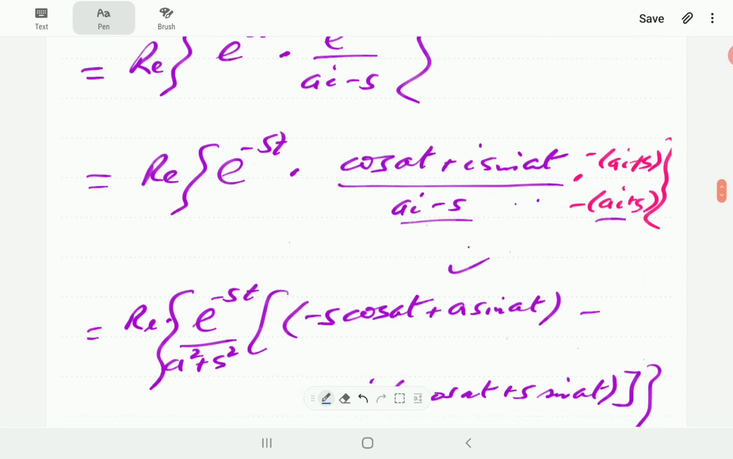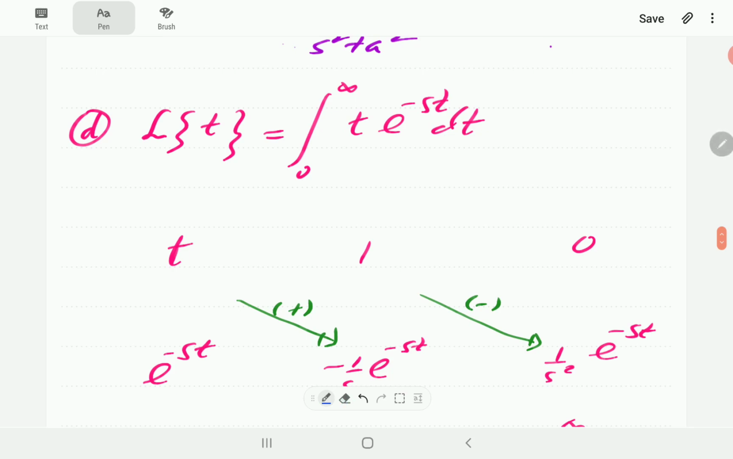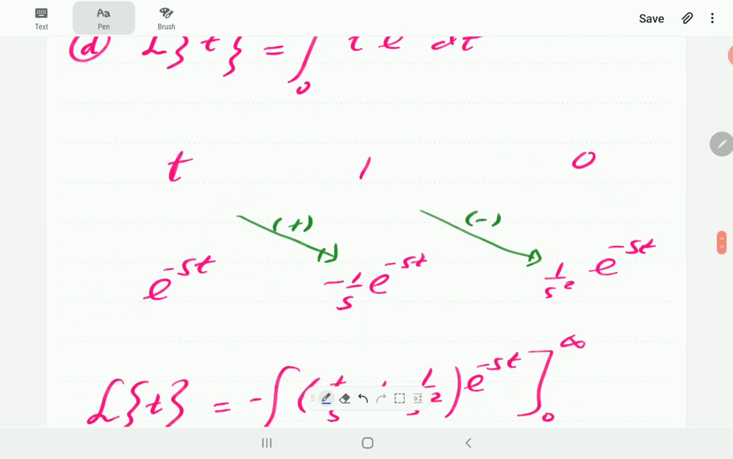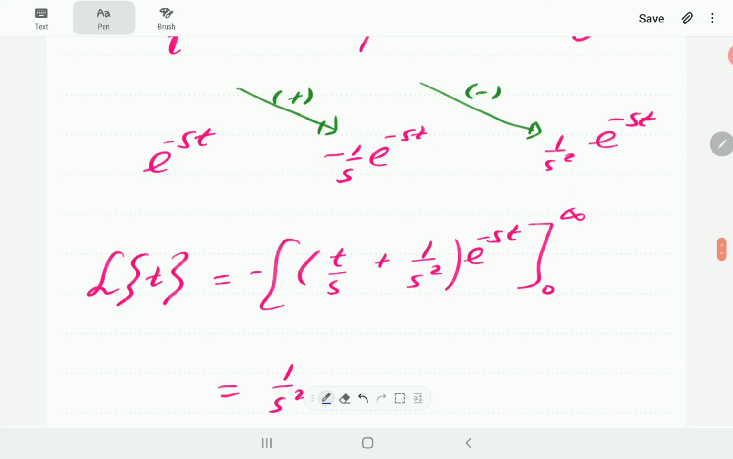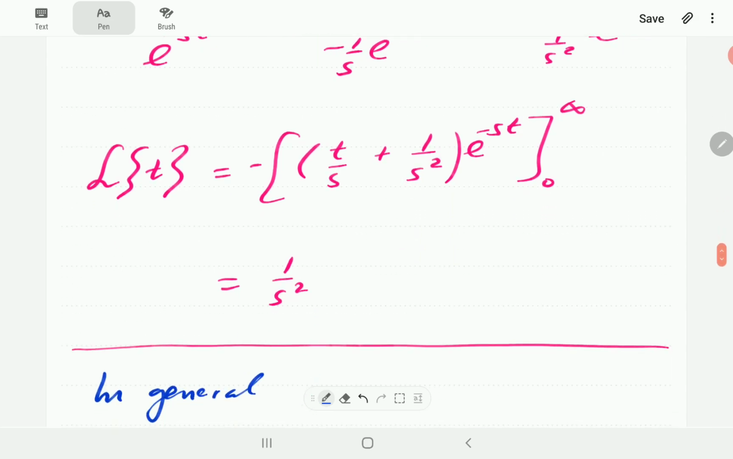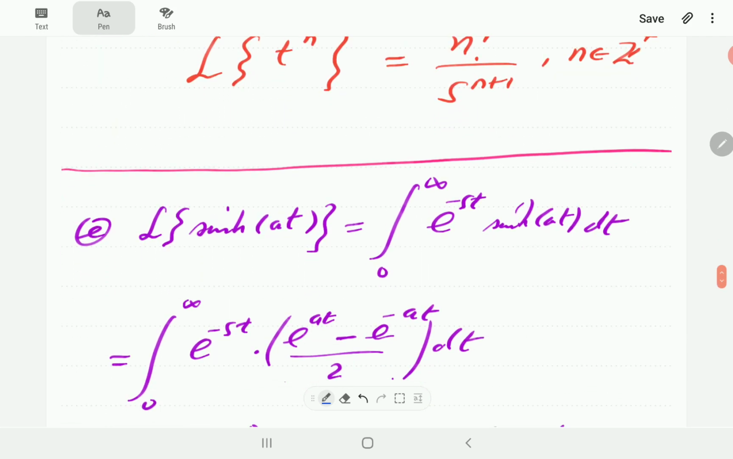All right, so for part D, we have got the Laplace transform of t. If you plug into this integral, this again can be evaluated using tabular integration. And so we have got this situation here. As t goes to infinity, this goes to 0, this goes to infinity, but this dominates the whole situation, so that's going to be 0. And then when t is 0, this term vanishes, so we're just going to have 1 over s squared. So in fact, in general, the Laplace transform of t to the power n, where n is a positive integer, is n factorial over s to the power n plus 1. We're going to prove this by mathematical induction in the next video.